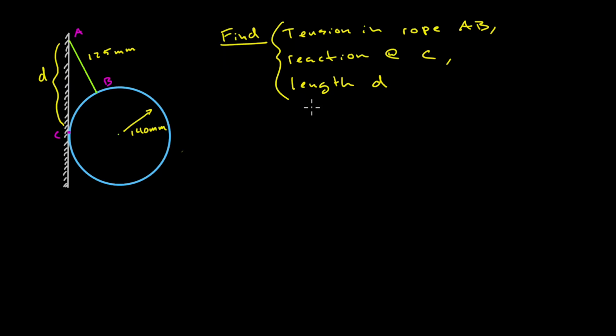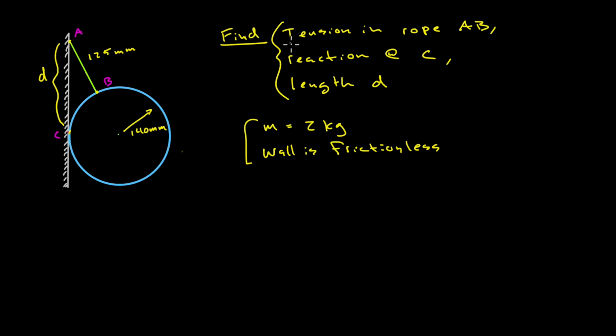Okay, so this is the setup of the problem here. There's a ring of radius 140 millimeters, that's this blue circle here, and it's dangling from a string or a rope attached to the wall at point A, and also at point B on the circumference of the ring. It's also resting against the wall at point C. Other information that we're given is that the mass of the ring is 2 kilograms and that the wall is frictionless.